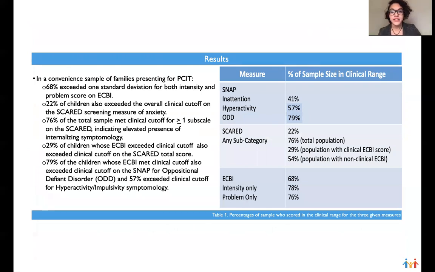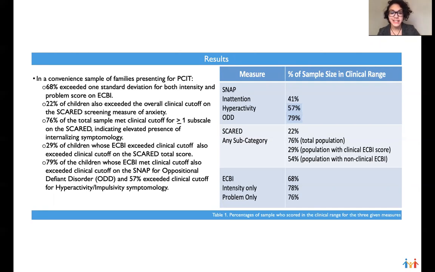In our results, you'll see the table which lays out the 3 measures, the categories, and the percent of the sample size in the clinical range for each of the measures. In our sample, 68% exceeded 1 standard deviation for both intensity and problem score on the ECB, which for our purposes we are indicating as the clinical cutoff.